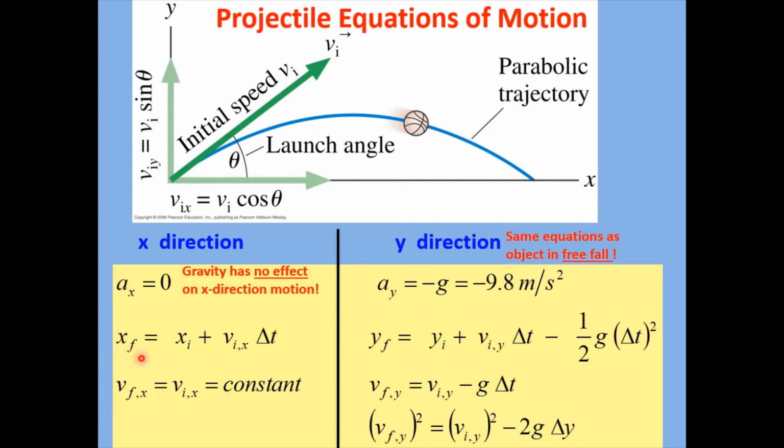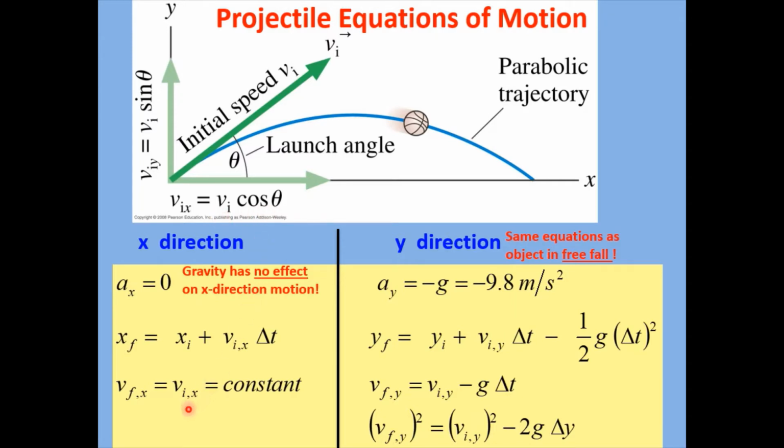The final x position of the projectile, in other words, how far does the projectile go? This is also called the range, and is given by the initial position, which of course may be 0 if it's launched at the origin. And we just have that plus the initial velocity in the x direction, v sub I x, times the time. Now remember, v sub I x is given right here. It's v sub I, the launch speed, times the cosine of theta.